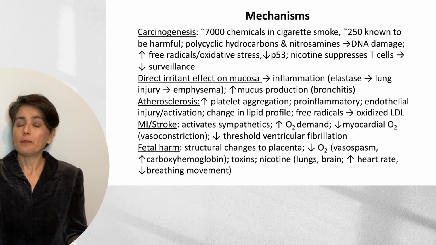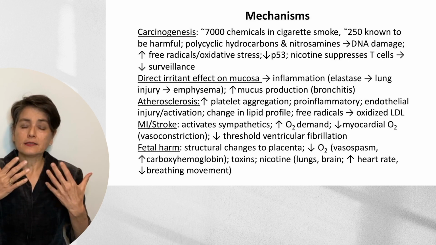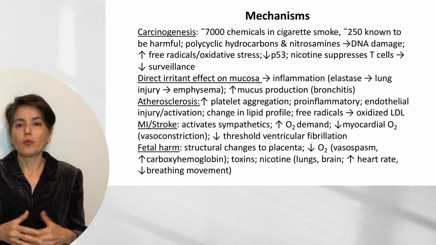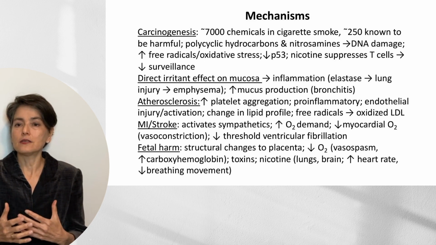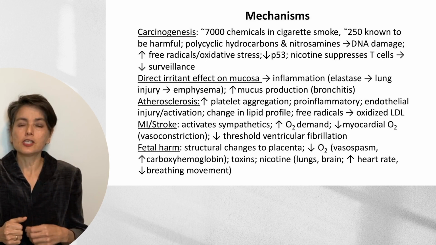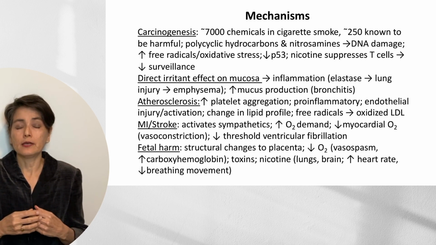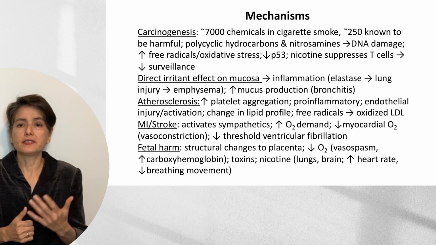Now, P53, as I mentioned, the guardian of the genome, we have a video on that, is not as effective because of the chemicals in cigarette smoke. Therefore, we have an increased risk of mutations not being corrected and being propagated on to cause malignancy. And finally, when we think about carcinogenesis, nicotine will suppress T cells. T cells are important for immunosurveillance. They go through the body looking for neoantigens, and where they find something, whether it's associated with a pathogen or perhaps a neoantigen from a malignancy, they can then attack that cell. With suppressed T cells, you get decreased immunosurveillance.